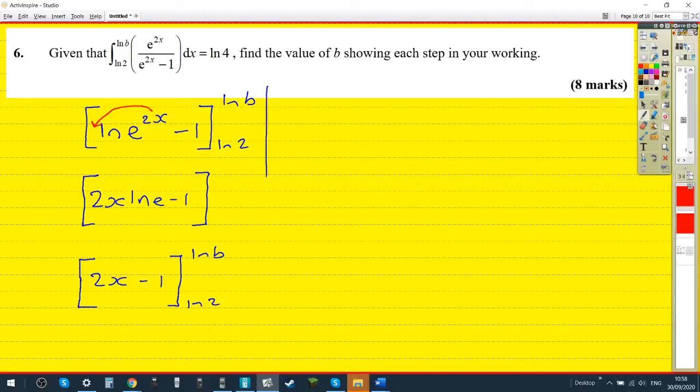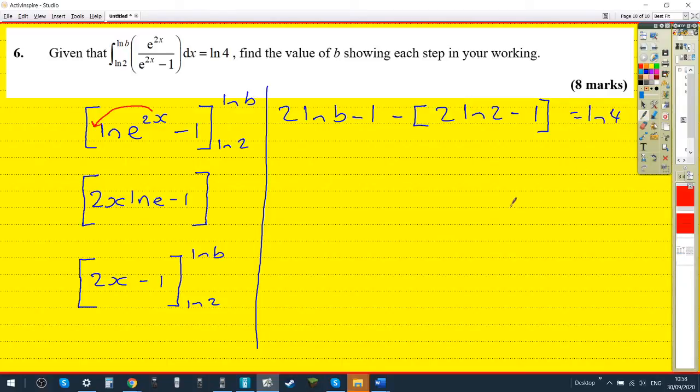And hopefully that will make your life much easier than subbing it into... Yeah. And now I think I can just put this into my graphical, because my graphical gives me the answers. If I just do 2 times ln b minus 1 and then minus 2 times ln 2 minus 1, yeah, ln 4. I'm just concerned, showing each step in your working. If they've explicitly stated that, then I think we have to show each step.